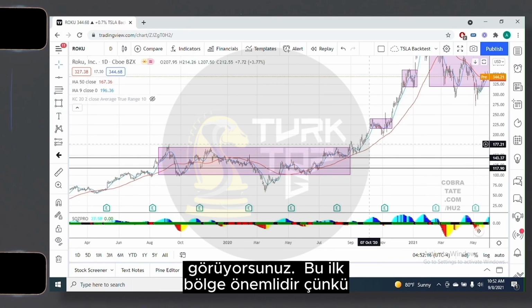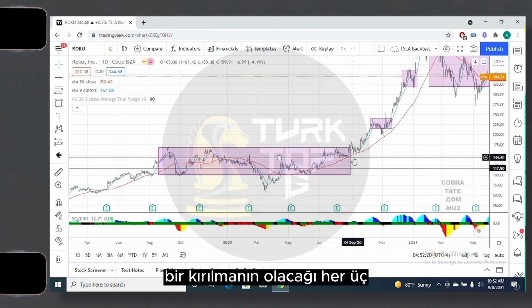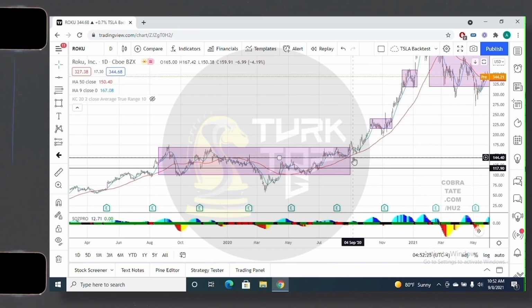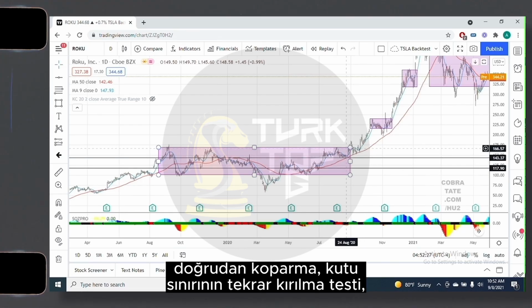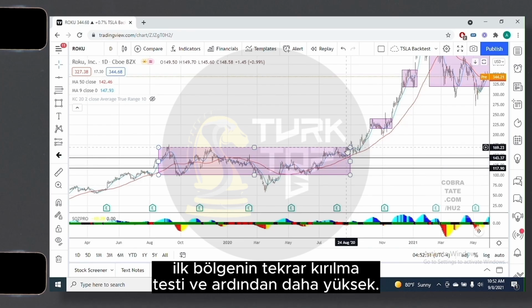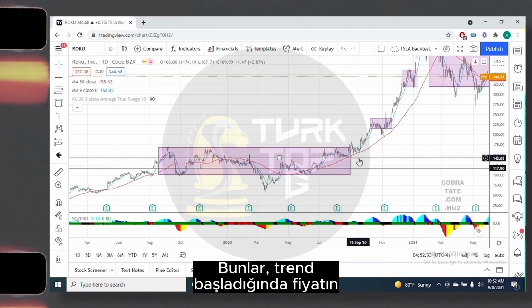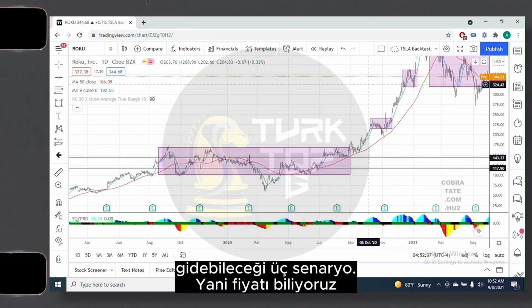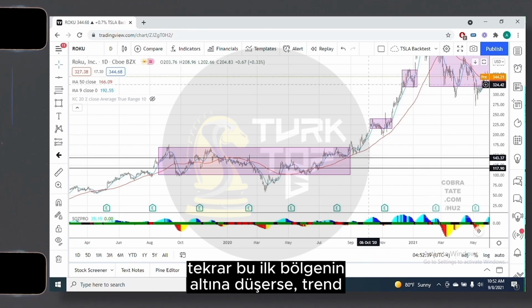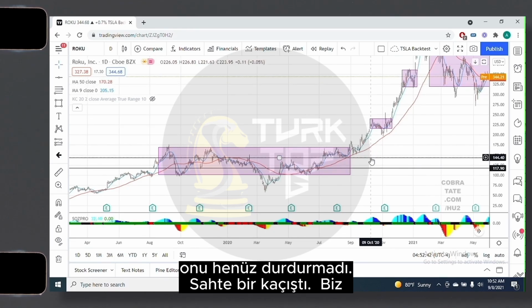This first zone is important because the price stayed above it in all three scenarios in which a breakout will happen. A direct breakout, a breakout retest of the box boundary, a breakout retest of the first zone, and then higher. Those are the three scenarios the price can go if the trend has started. So we know if the price falls below this first zone again, the trend hasn't started yet. It was a false breakout. We are still in a non-trending period.